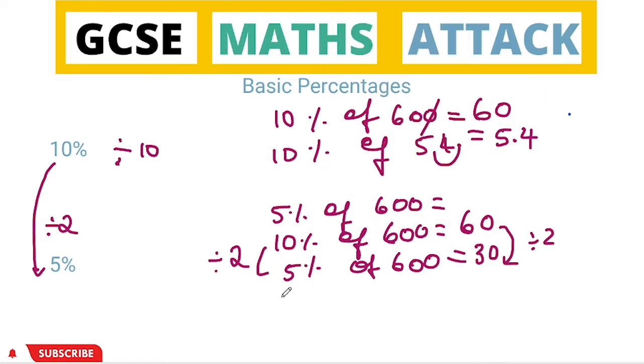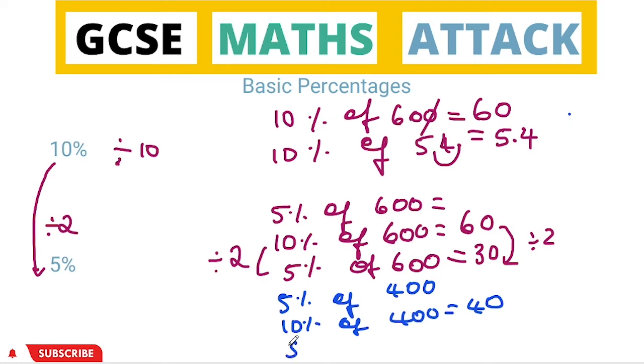Here's another example. 5% of 400. First work out 10% of 400, which is 40. Then work out 5% of 400. So to go from 10 to 5, you divide your answer by 2. 40 divided by 2, which is 20. So that is how you do 5%.